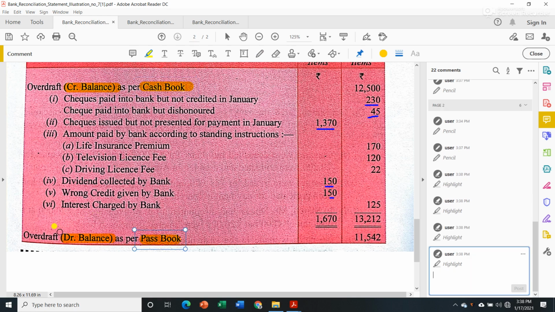Okay, now it is up to you whether you want to write overdraft balance in both the cases or if you want to avoid it. Simply just writing debit balance or credit balance is enough.